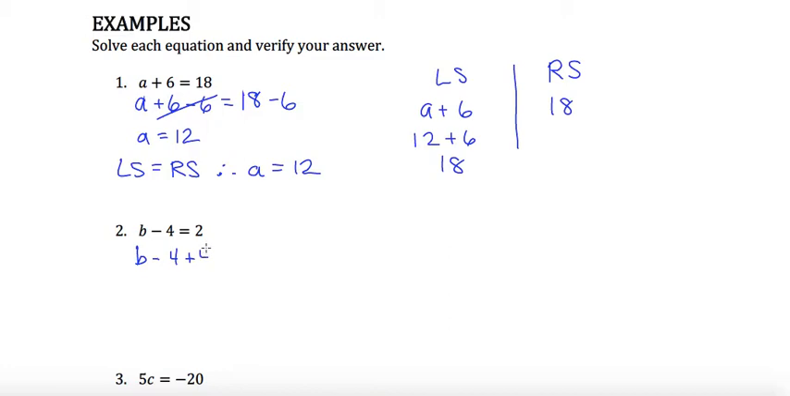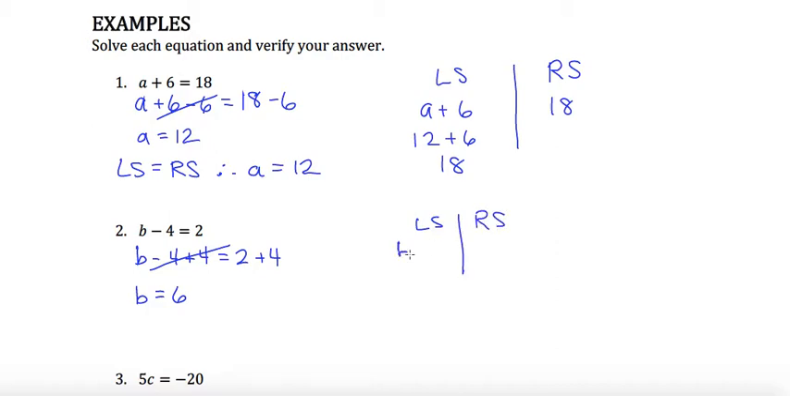So I'm going to add it to the left-hand side of the equal sign, and I'm going to add it to the right-hand side of the equal sign. So my 4's are eliminated from the left-hand side because negative 4 plus 4 gives me 0. So I'm left with b equals, and 2 plus 4 is 6. So let's go ahead and do our left side, right side check.